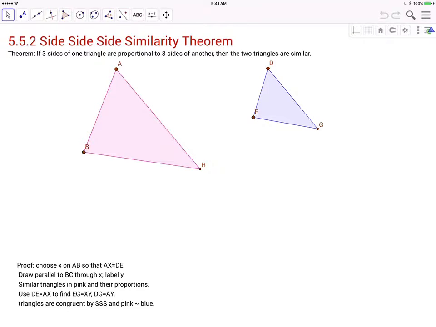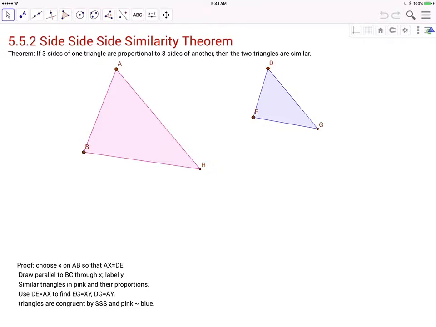We're going to do something very similar to 5.5.1. We're going to create a triangle inside the pink triangle that is congruent to the purple by side-side-side, and rely on the fact that the small triangle within the pink triangle is similar to the pink triangle. So that's the general form here.